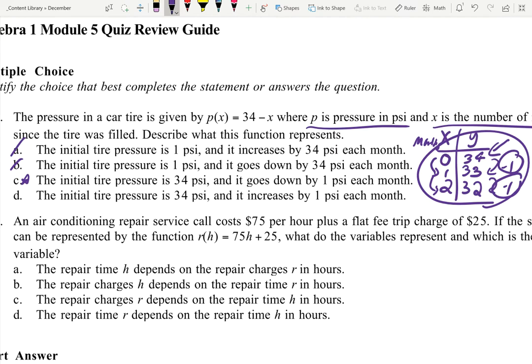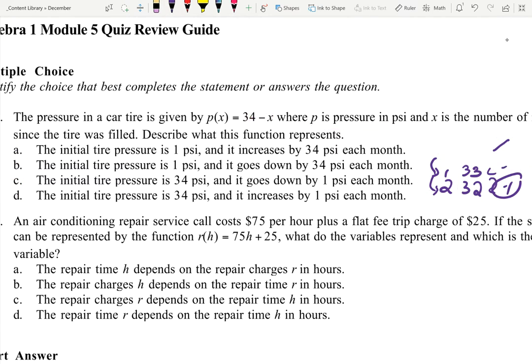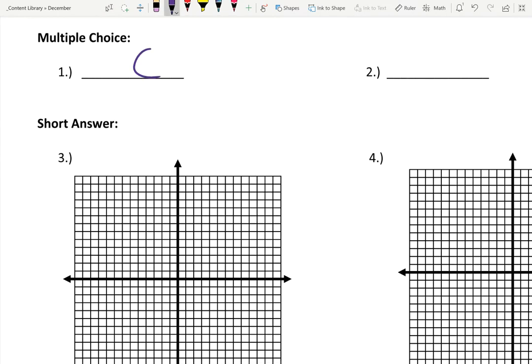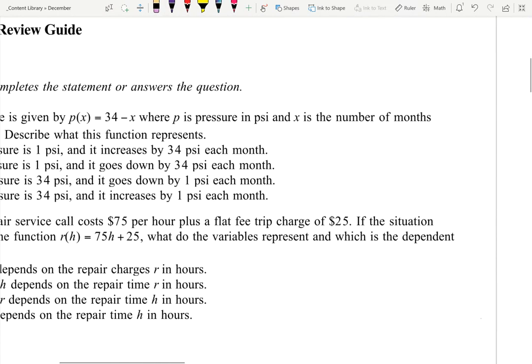The initial tire pressure was 34. Again, that is correct. And it increases by 1 psi each month. Now, that's wrong. We noticed these numbers dropping because we're subtracting. The word increases does not correlate with the subtraction sign. So that's incorrect. So our correct answer choice is answer choice C. And don't forget, you've got your answer sheet over here on the right-hand side, so make sure you write your answer in over there.